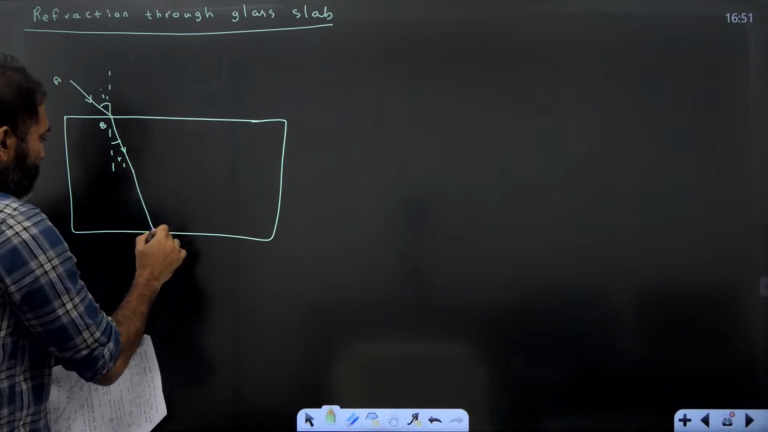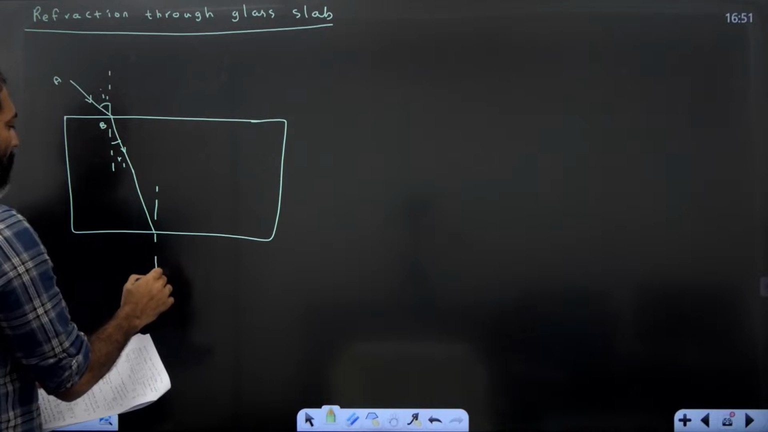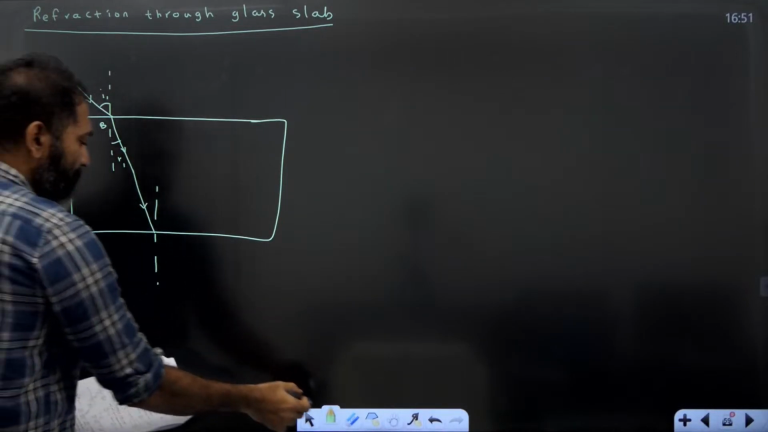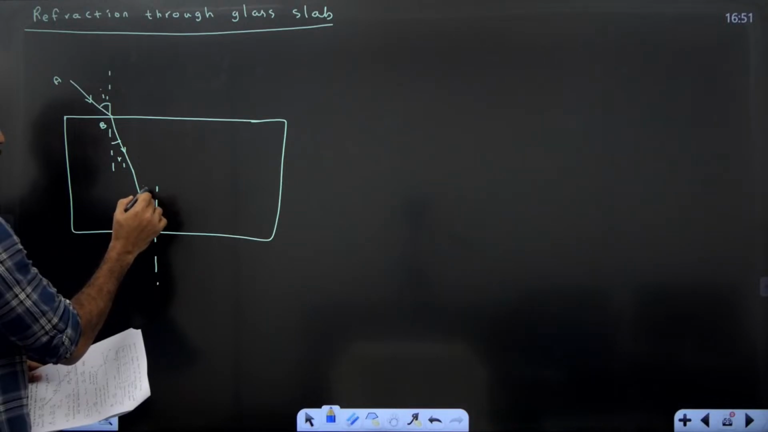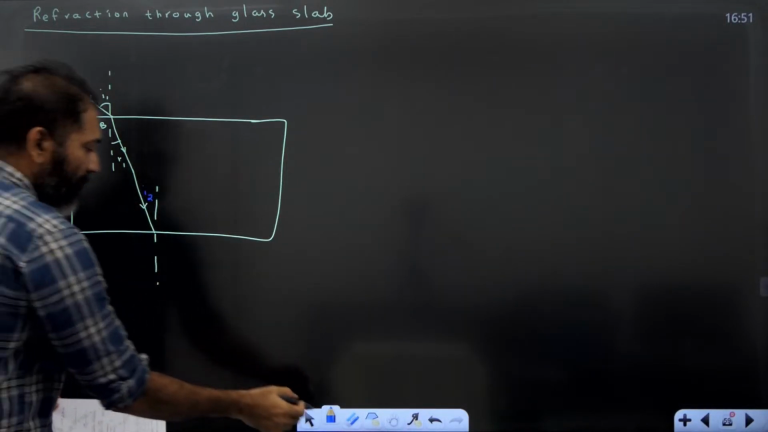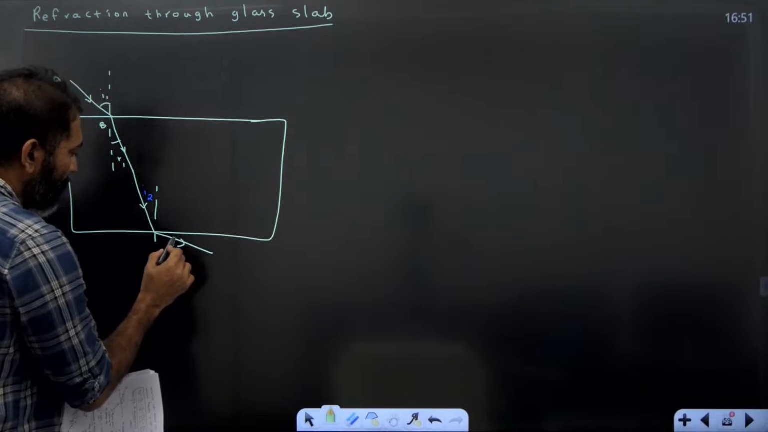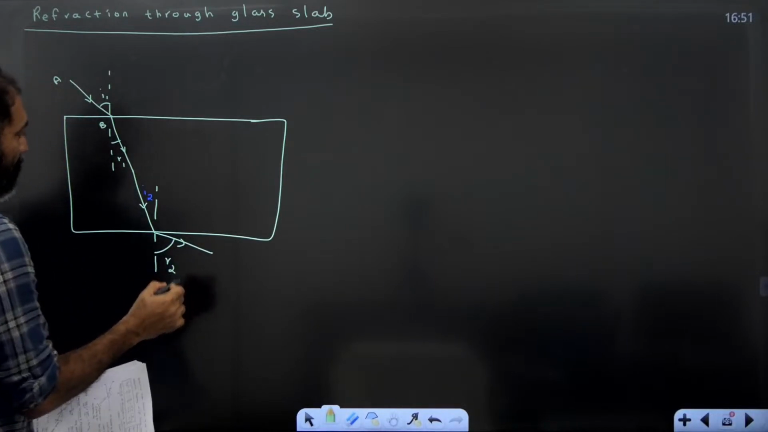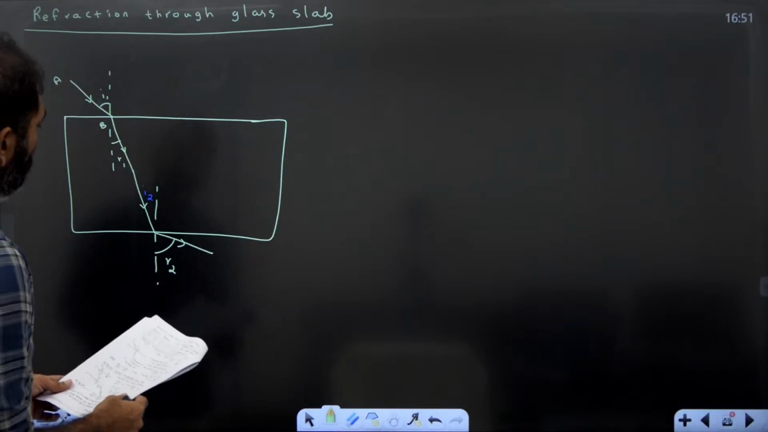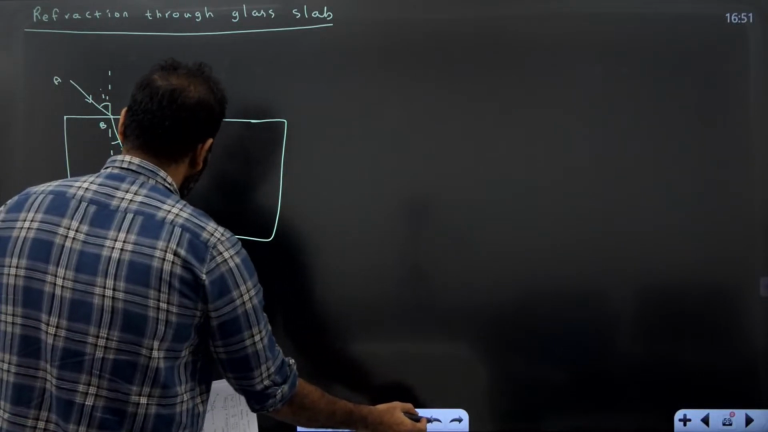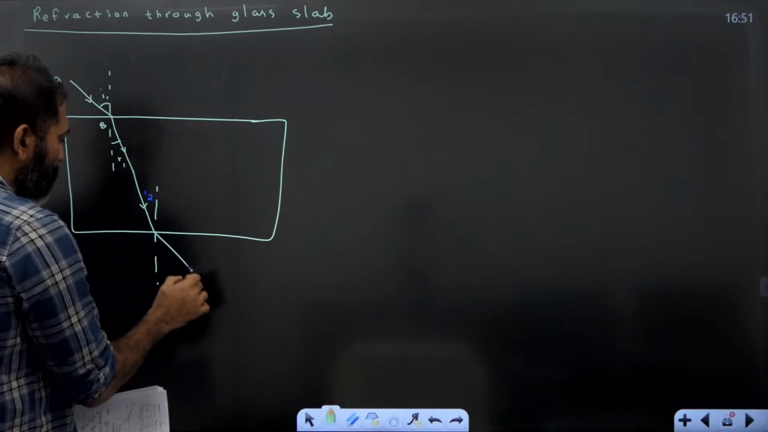Now BC is incident at this point. So again here there is a normal. What is the angle of incidence at this place? Angle of incidence I2, and the angle of refraction will be R2. The angle of refraction will be R2.